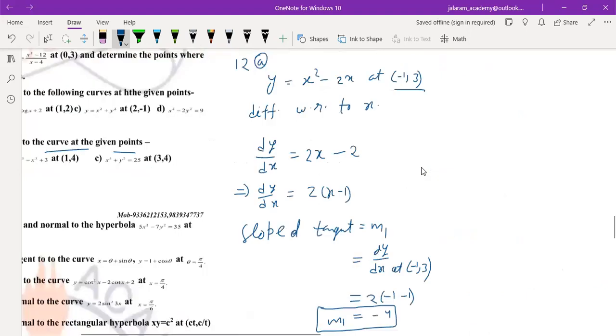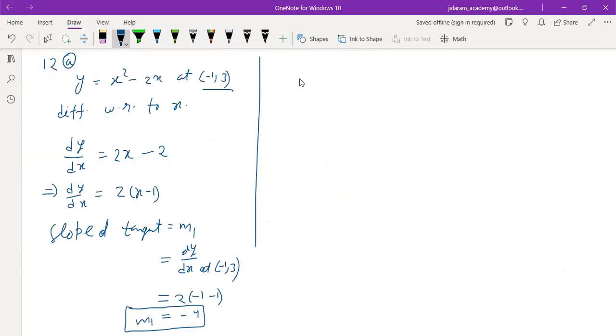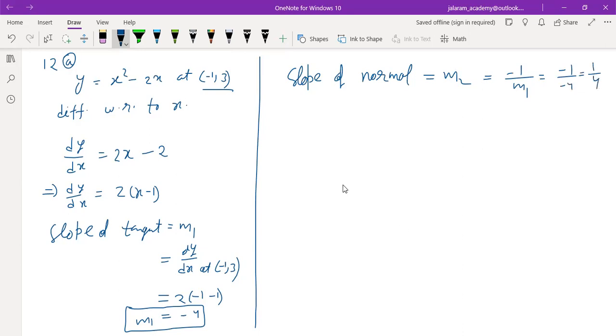Now we will find the slope of normal. How to find the slope of normal? M2: we know that normal is perpendicular to tangent, so it is minus 1 by m1. That is minus 1 upon m1, which is minus 1 upon minus 4. Minus minus cancelled out, so the slope of normal is 1 by 4. The point of contact is (-1, 3).